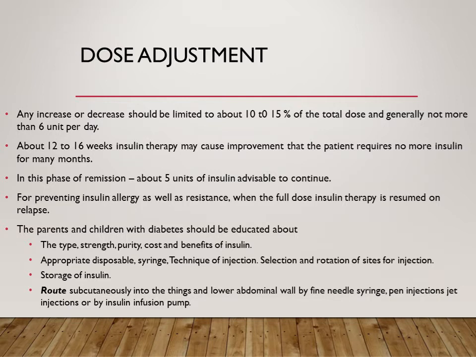The route of injection should be subcutaneous. We advise that it should be given by a fine needle syringe in the lower abdominal wall, or by pen injections, jet injections, or by an insulin infusion pump. We can give the insulin to the child in these ways.